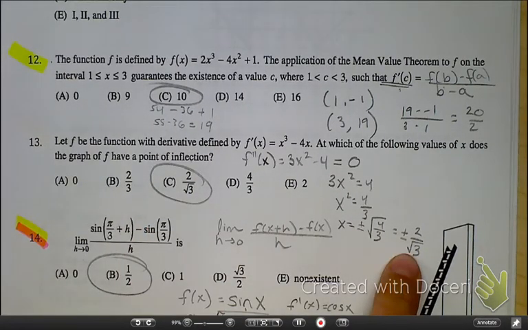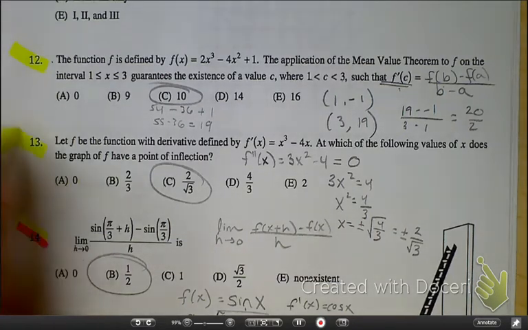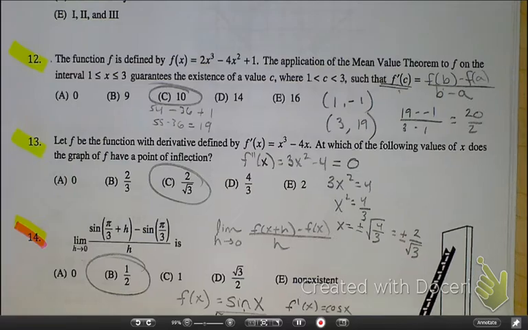Notice that it did not include both of them, the positives and negatives, but it didn't ask for both of them. It just said which of these could be a point of inflection. So 2 over radical 3 is the only one that could be a point of inflection. All right, that's number 13.